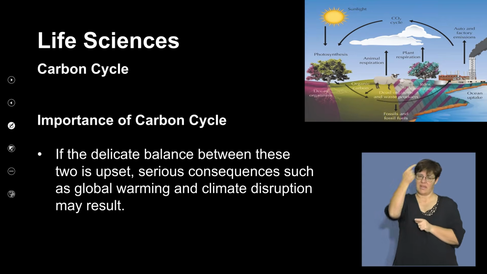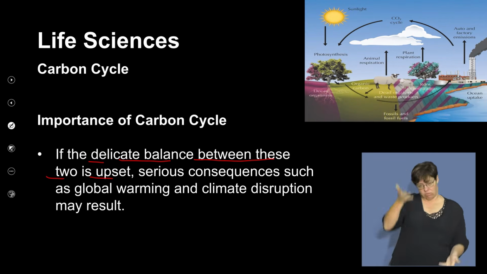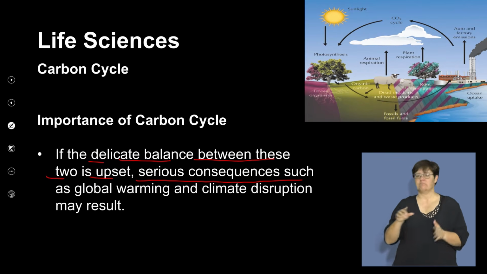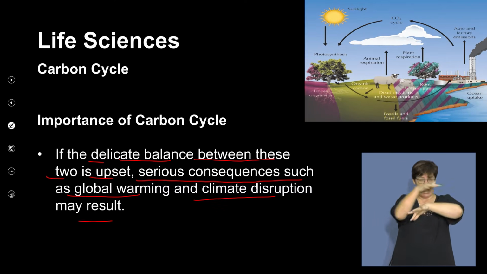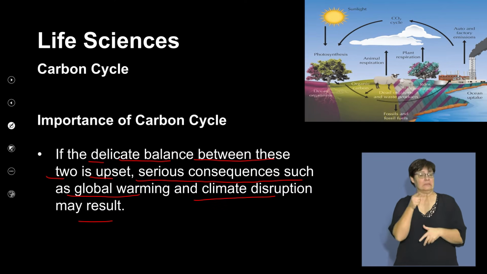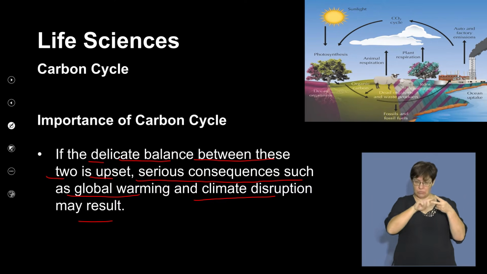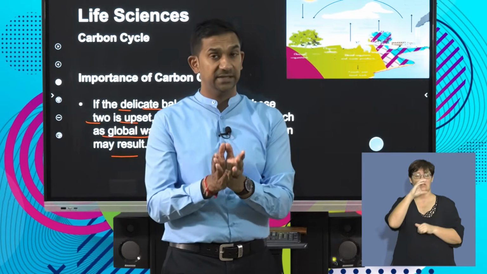If the delicate balance between these two, photosynthesis and cellular respiration, is upset, there would be serious consequences such as global warming and climate disruption. What is important is that cellular respiration and photosynthesis are interlinked, and both processes play a crucial role in maintaining the amount of carbon dioxide in the atmosphere.